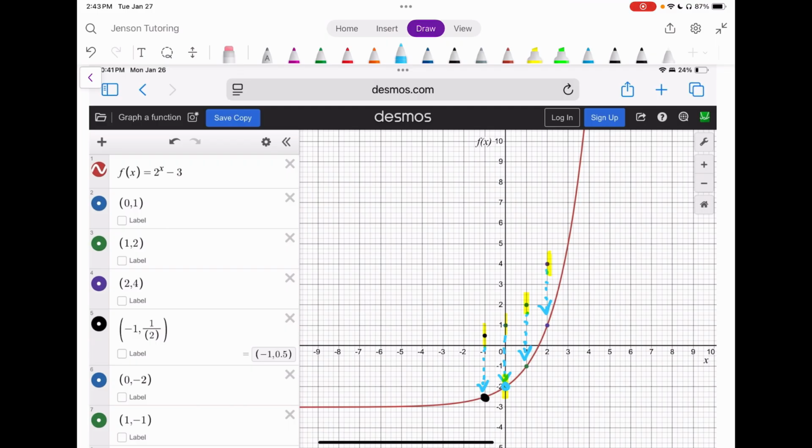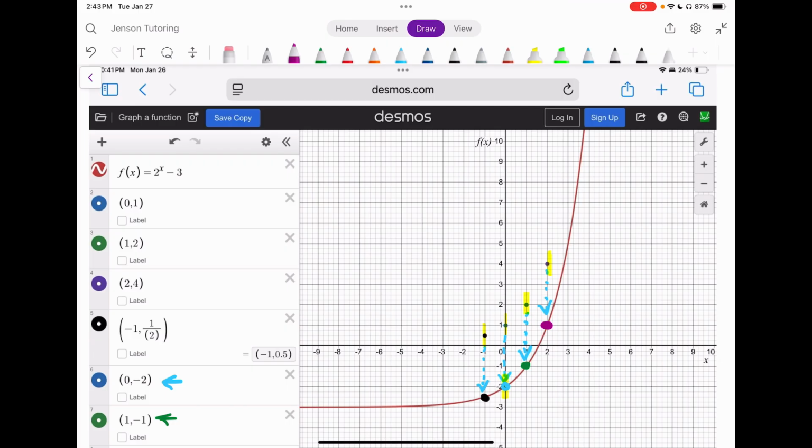And I end up with 0, -2. And then if I go to the green point, which was on my parent graph, it was 1, 2. If I say 2 minus 3, I'm going to get my point 1, -1 right here. And if I go on to x equals 2, my parent graph, if you remember, 2 squared was 4. And now I just say 2 squared is 4. 4 minus 3 is 1. And so I can shift my entire graph down that way.